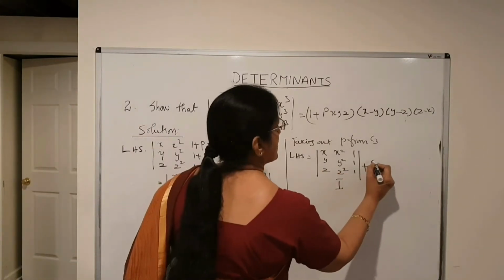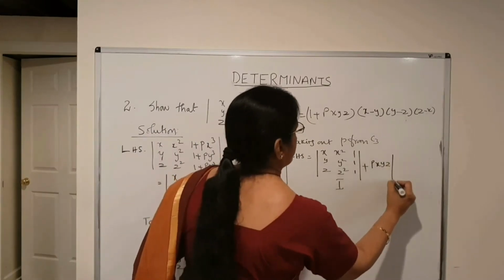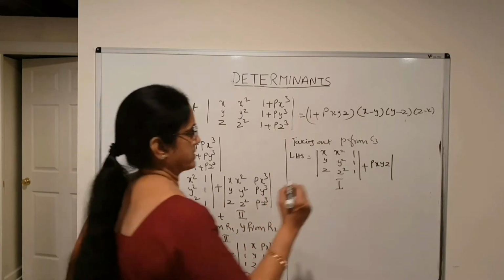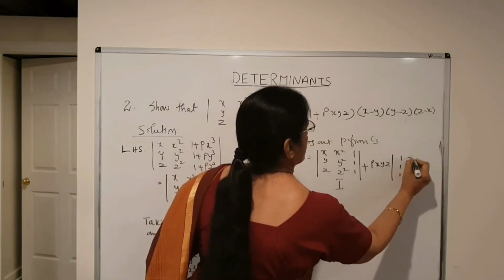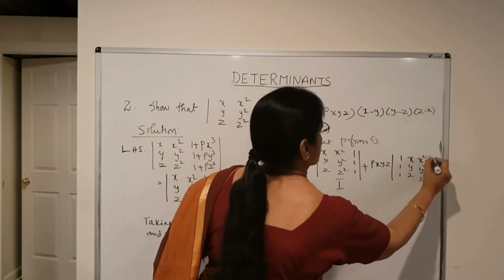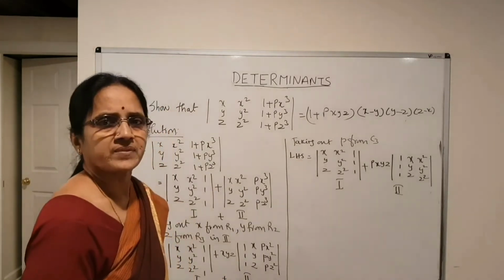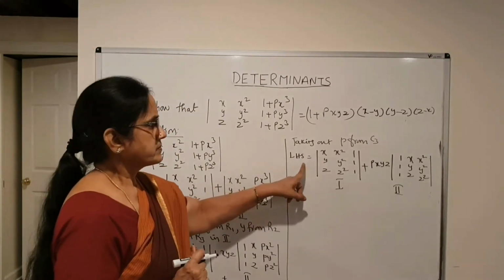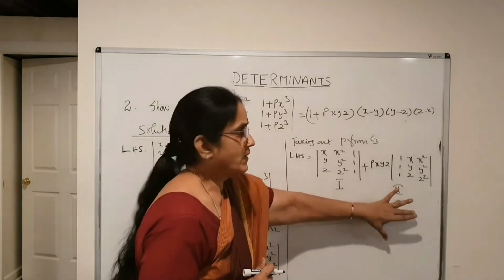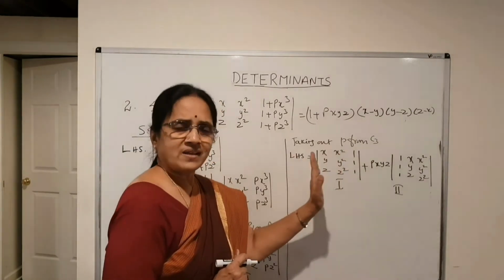So I will be getting p, x, y, z into the determinant 1, 1, 1, x, y, z, x square, y square, z square. This is the second determinant. Actually, the entire thing is second one. Now, if I compare 1 and 2, what will happen? All the elements are same. Only thing is the columns have been interchanged.